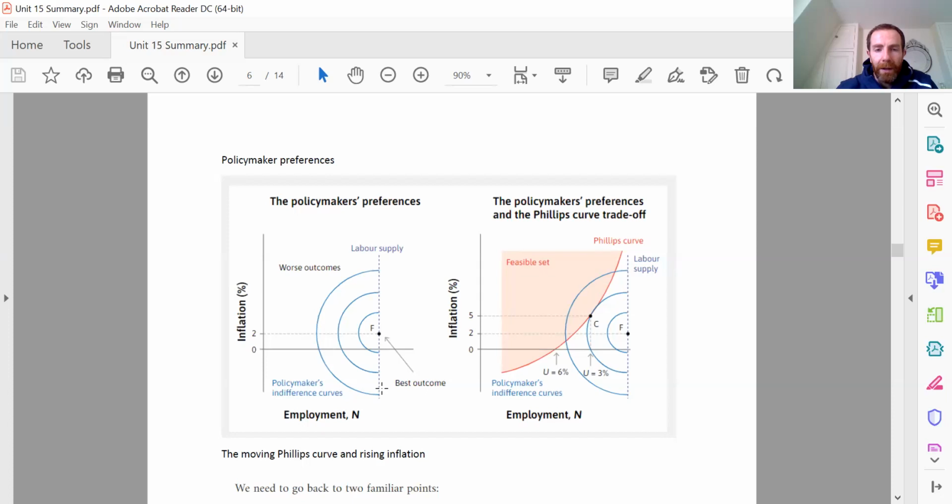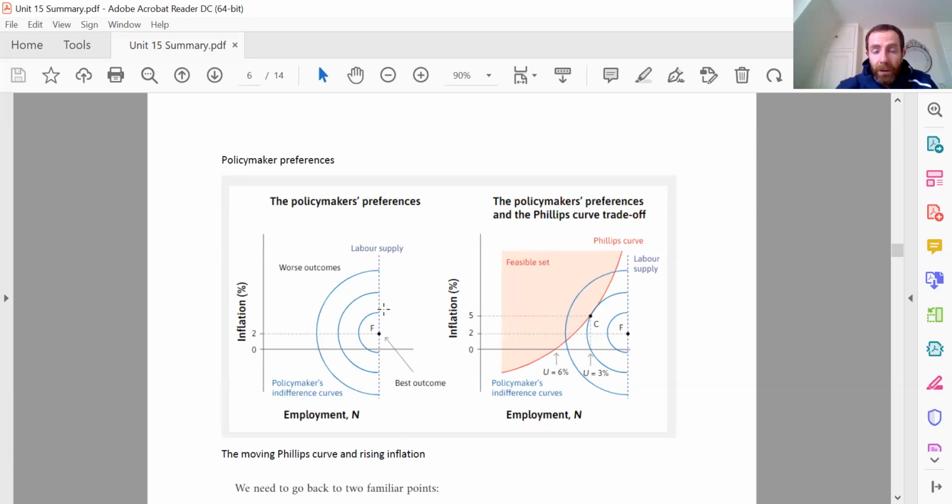And what we can see is this point here, F, is labeled as the best outcome. Because what we're imagining is, from a policymaker's perspective, what do they want? They want the level of employment to be equal to the labor supply. Everybody's employed. Also, we can see that the best outcome is inflation of 2%. So we can see here that what the policymaker is targeting is full employment, but also 2% inflation.